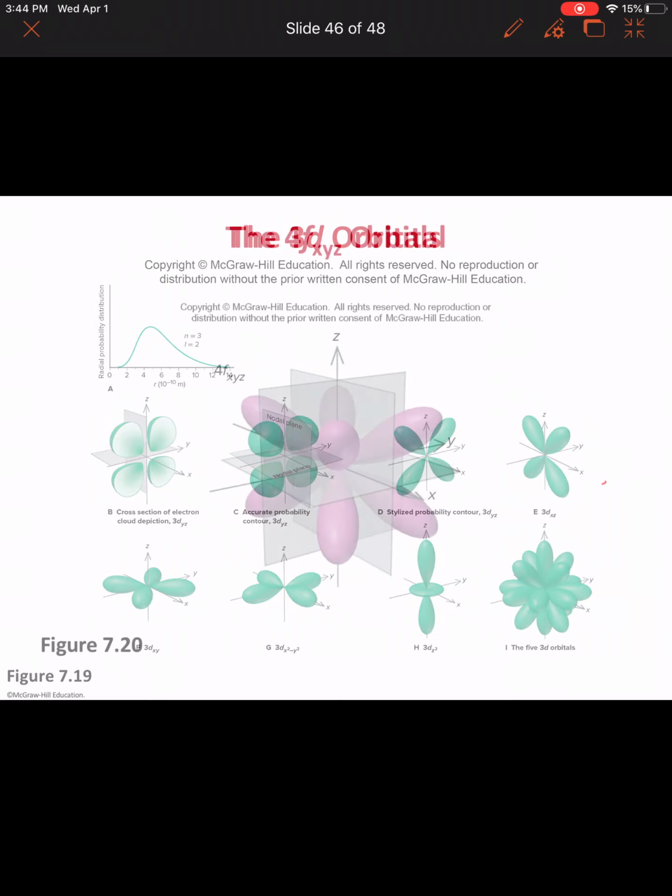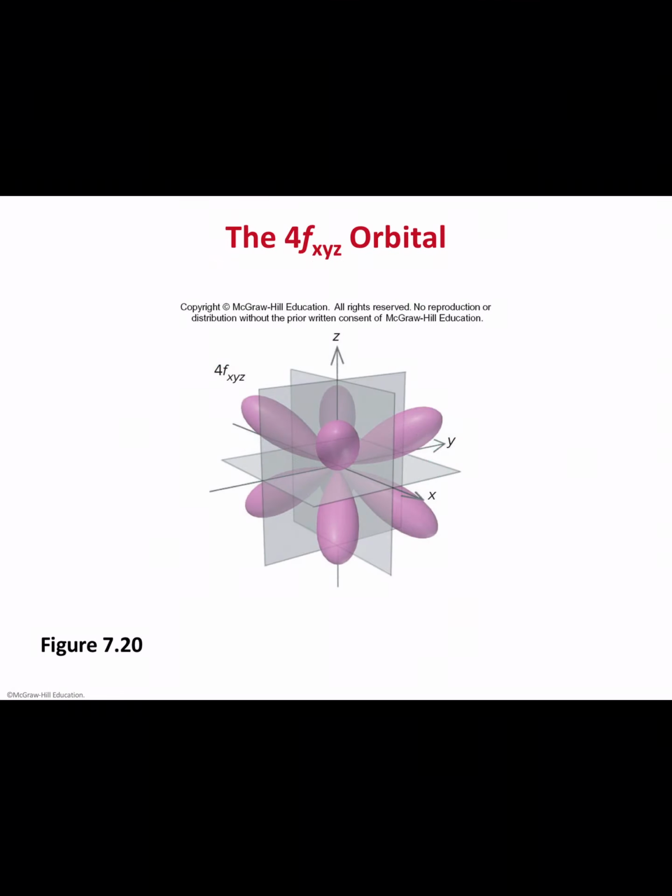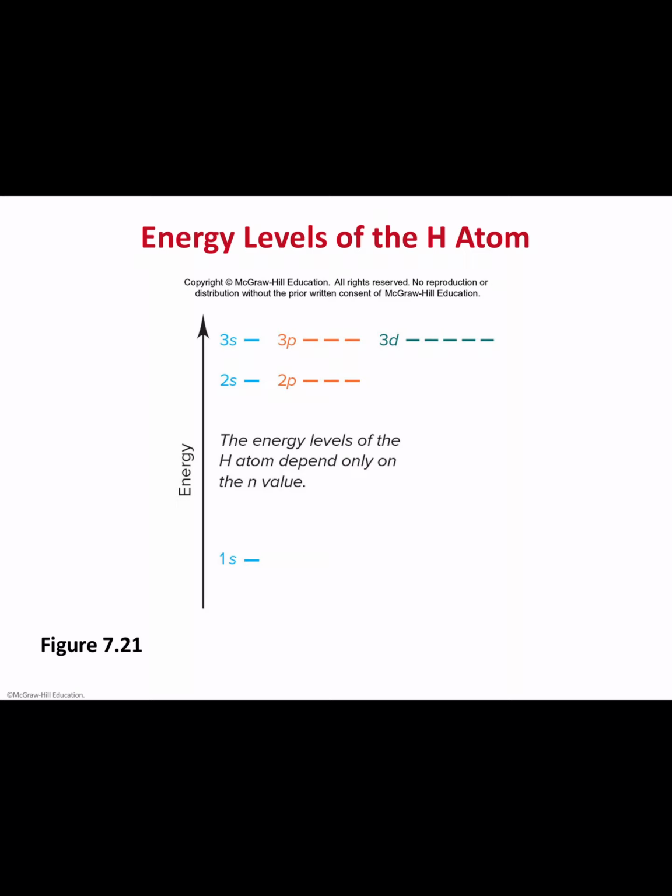And then the next one is f orbitals, and for the f orbital, the L value is 3. So minus 3 to plus 3, there are 7 possible f orbitals. And what you are seeing right now is just one f orbital. So there's going to be 7 f orbitals like that. So those are the shapes of the 4 orbitals.